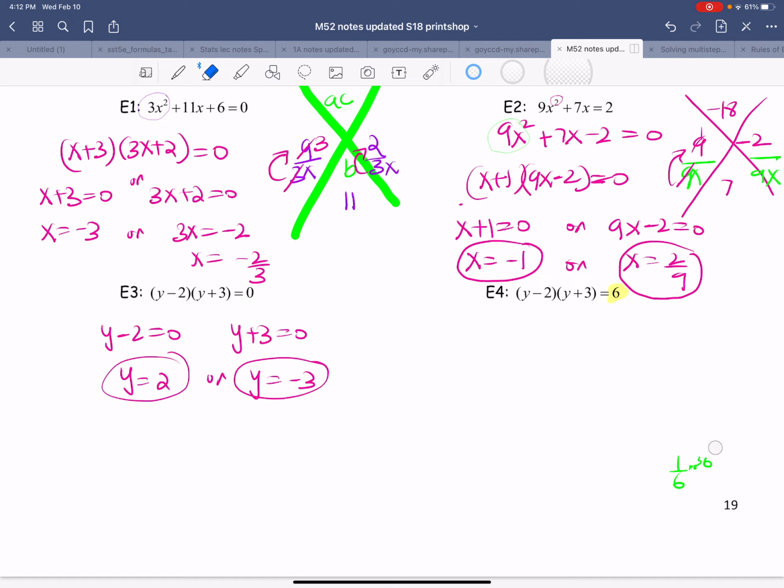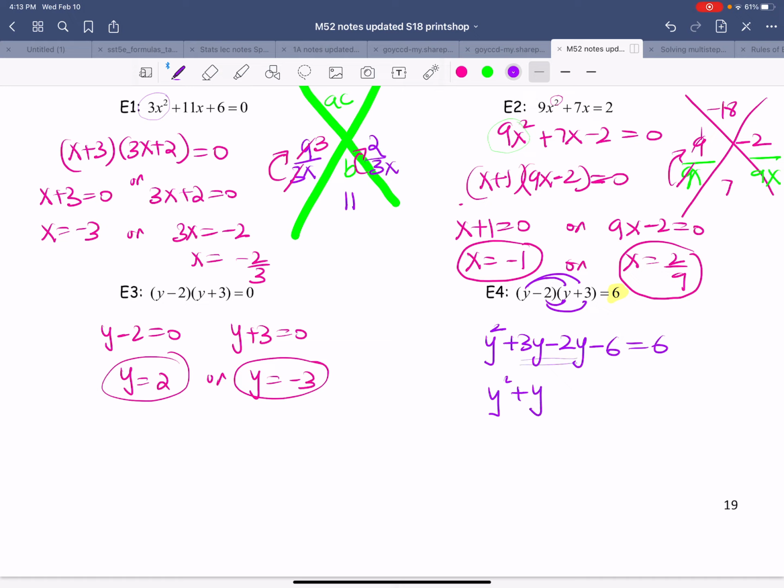What we need to do instead is FOIL the left-hand side and then bring everything to one side to get a 0 on the right-hand side. Let's go ahead and FOIL: first, outer, inner, last. First times first, y times y is y squared. Y times plus 3 is plus 3y, minus 2y, minus 6, equal to 6. Now it is time to bring everything to one side and combine like terms. 3y minus 2y is plus y, minus 6 is 0.